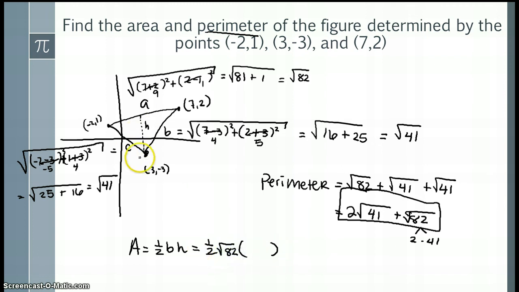And to find the height between those, I'm just going to count. So all I need to know is how far straight up it is. So this has a y-coordinate of negative 3. And I have a height up here of 2, so I went from negative 3 up to 2. So I went up a distance of 5 here. So my area is going to be 5 the square root of 82 all over 2.